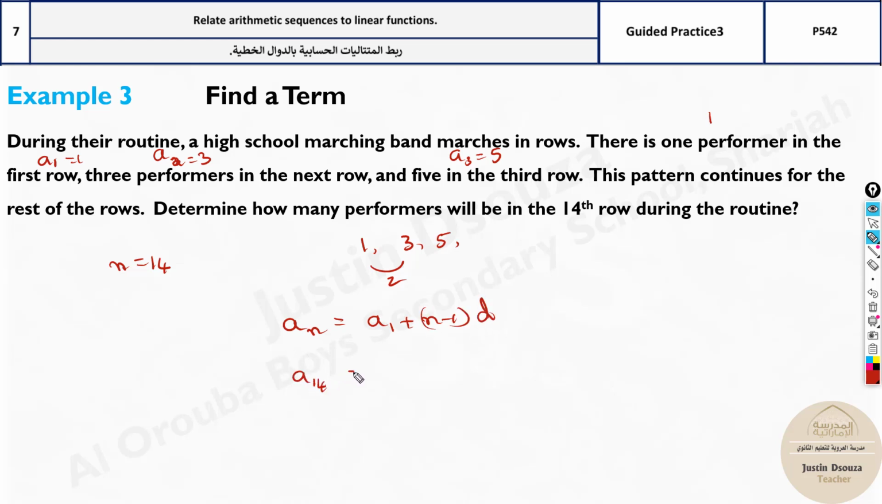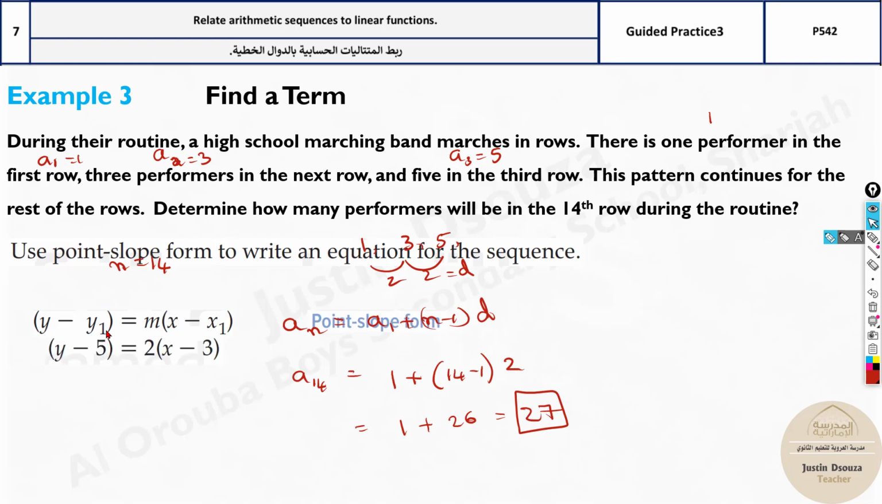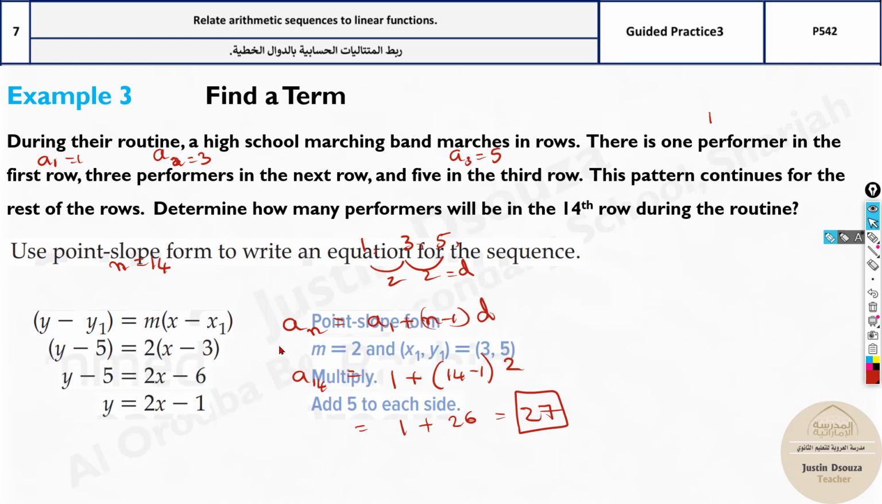Now a14 will be the first term, that is 1, plus 14 minus 1 times d, the difference, which is 2. You just put this in the formula, you can get the answer. It'll be 1 plus 13 times 2, which is 26. The answer is 27. Use the calculator here. The final answer must be 27. So this is how you can solve it. Here a different variation of the formula is used, but the final answer will be the same. You can see the answer is 27.